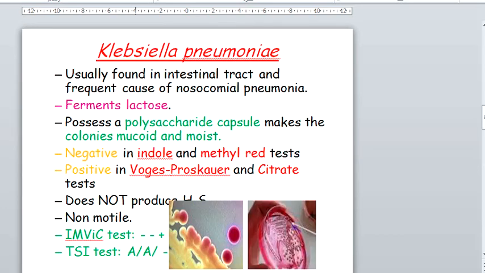The second pathogen from Enterobacteriaceae, Klebsiella pneumoniae, is usually found in the intestinal tract and is a frequent cause of nosocomial pneumonia. It ferments lactose and has a polysaccharide capsule, making the colonies mucoid and moist. Negative in indole and methyl red tests, positive in Voges-Proskauer and Simmons citrate. So the result of the IMViC test is negative, negative, positive, positive. It does not produce H2S.